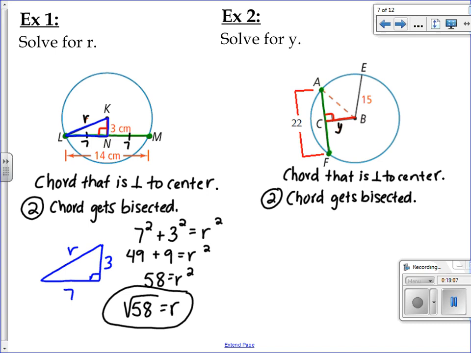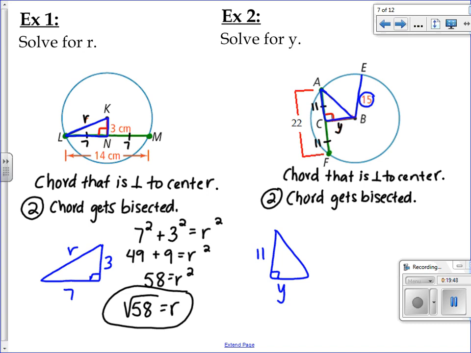So again, we're given that the entire chord is 22. So we can split it in half, make each of these 11. And do you guys notice a shape inside of a circle? Well, we have a right triangle. And we know that one side is 11, one side is y. We're missing that third side. But there has been a 15 that's been given to us. Do you think we can use that 15? Well, what does that 15 represent on the circle? It represents a radius.